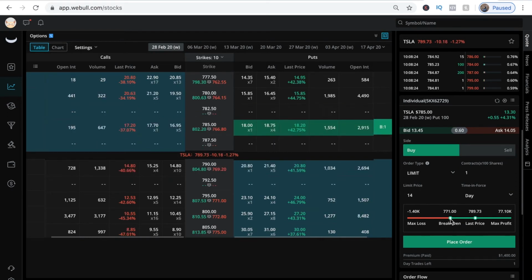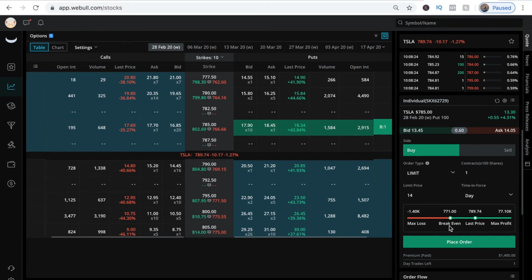Why is that? Well, Tesla right now is trading at 788. It's 789. It's moving a lot right now. Well, because Tesla's going to have to drop to 771 for this contract to break even for you, for this contract to be worth at least $14 come the expiration date. So that's that right there. And then, of course, the further Tesla goes down below 771 come the expiration date, the more money you're going to make.